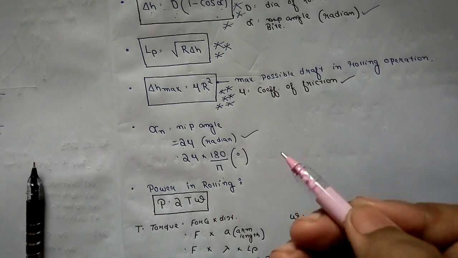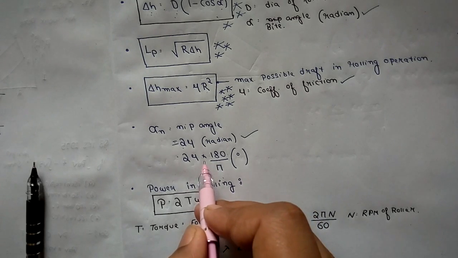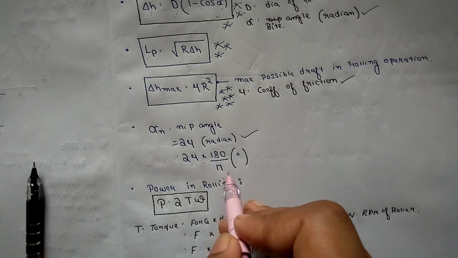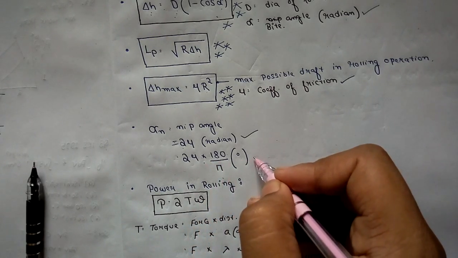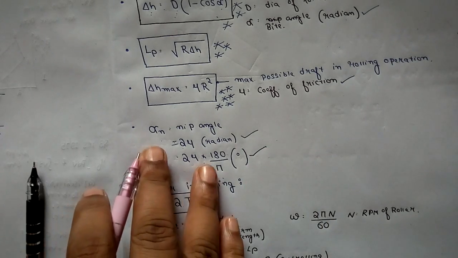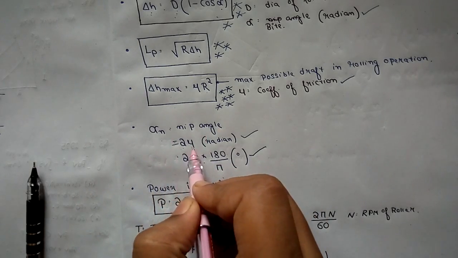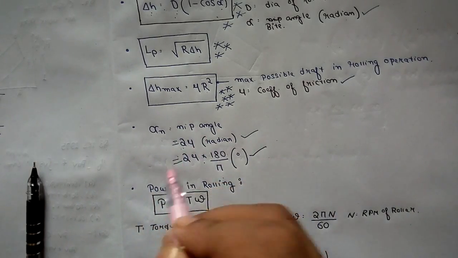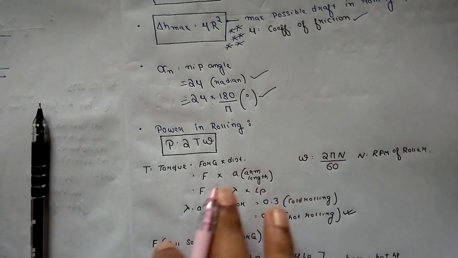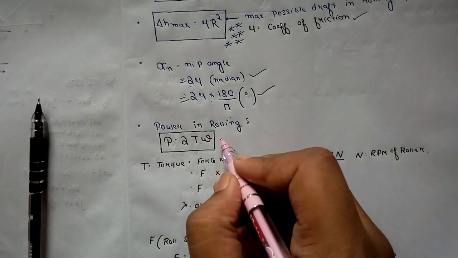And if in the question it is asked in degrees, you just have to convert it by multiplying by 180 over pi, so that it will convert to degrees. This is not very important, but you can still remember that the nip angle will be equal to 2 into mu. Now, the next formula is the most important formula. Many times, questions are seen from this.